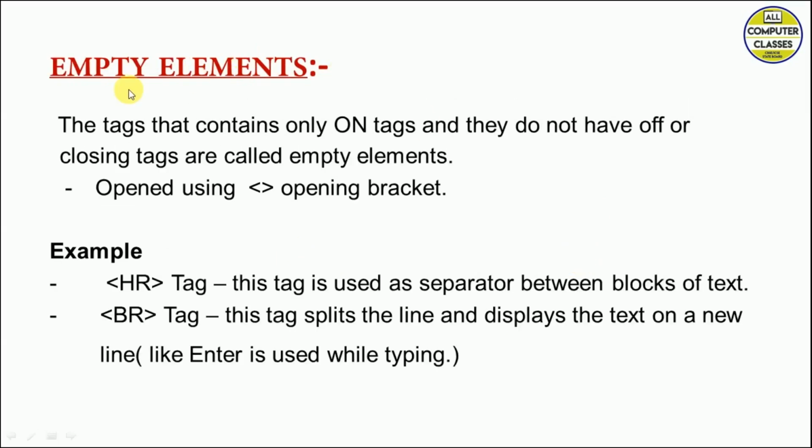Next are empty elements. The tags that contain only an on tag, and do not have an off or closing tag, are called empty. They use only one bracket, the opening bracket. For example, HR, the horizontal rule. This tag is used to separate blocks of text. It puts a line in the web page, and it has only a starting tag, not a closing tag. For example, BR stands for break tag. This tag splits the line and displays the text on a new line.